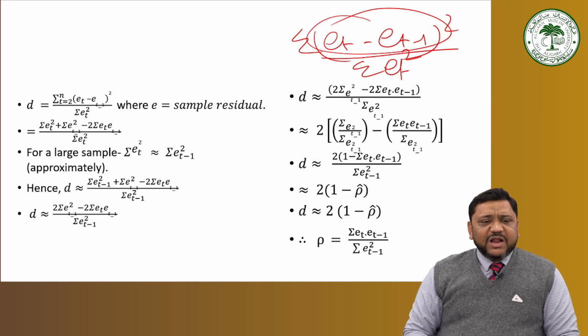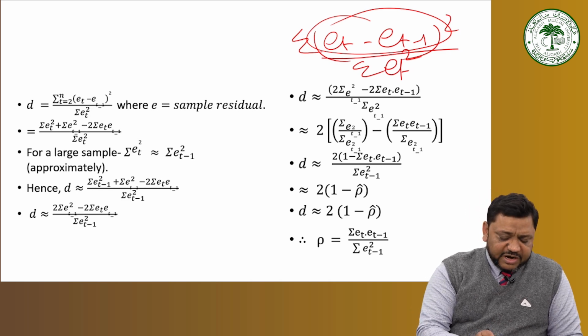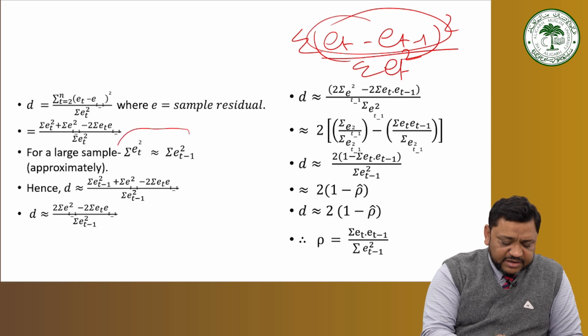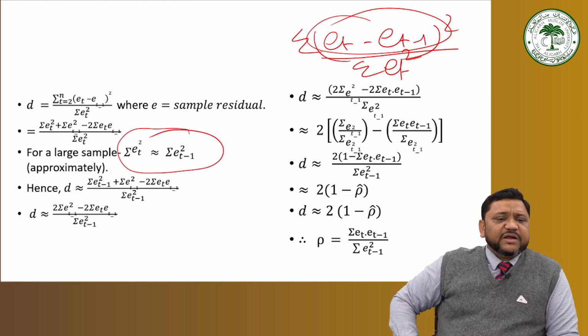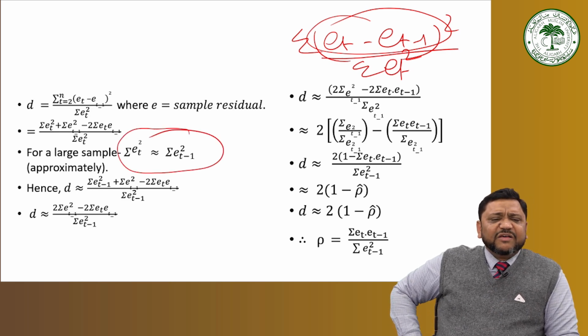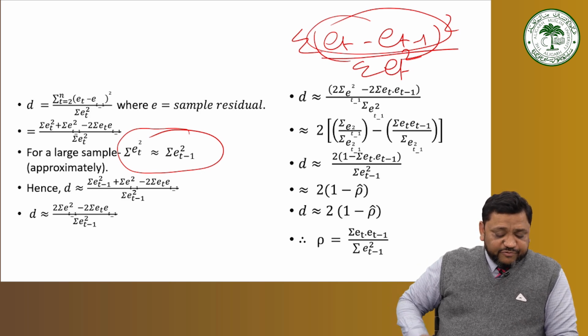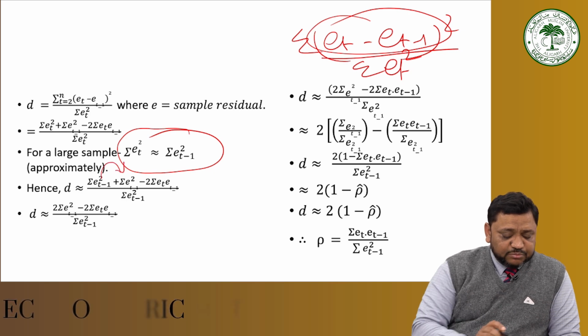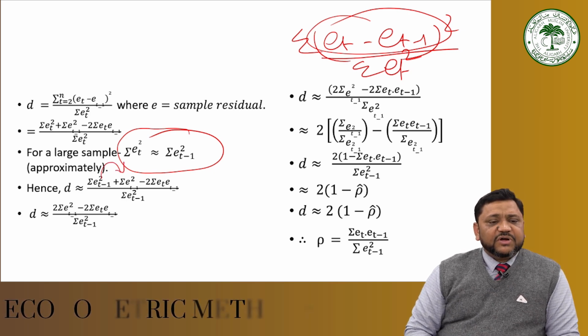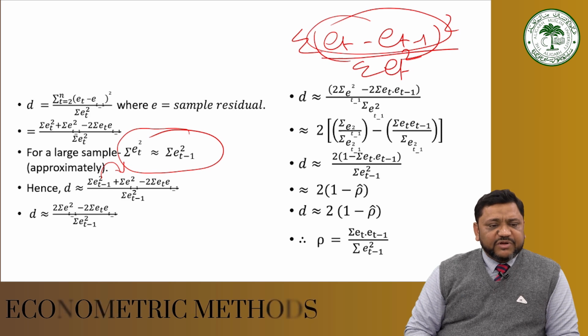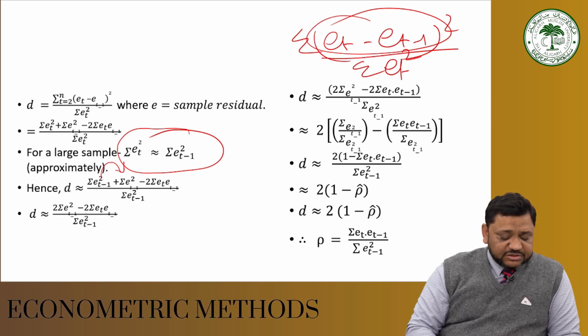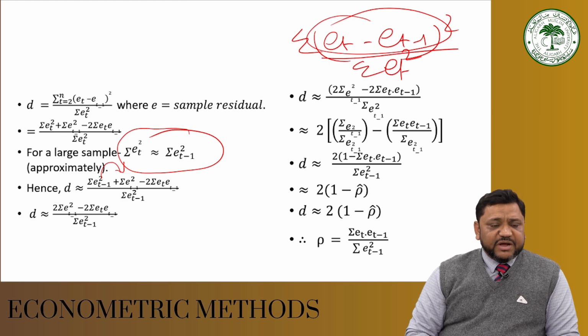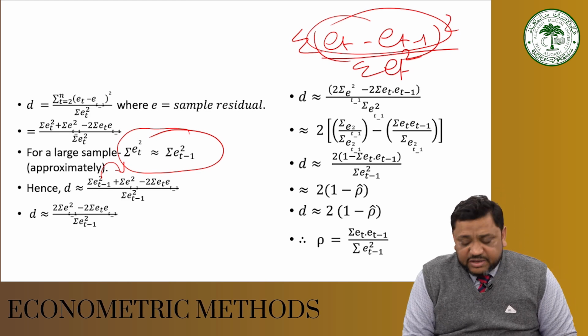Now for a very large sample, we assume that e(t) square and e(t-1) square will be approximately the same. So if they are the same, in place of e(t-1) square we write another e(t) square term. So we have 2 times the summation of e(t) square minus 2 times the summation of e(t) e(t-1), divided by the summation of e(t) square.